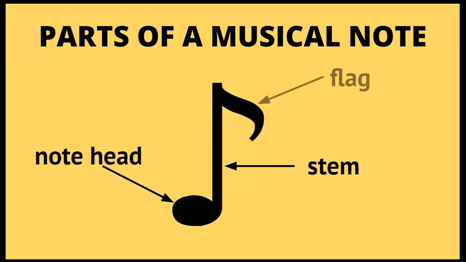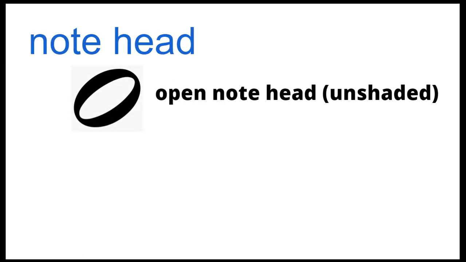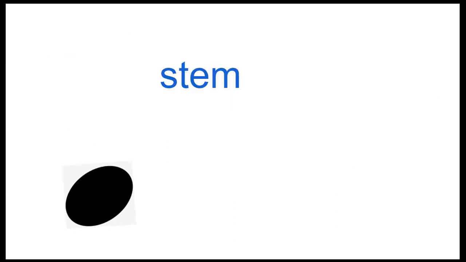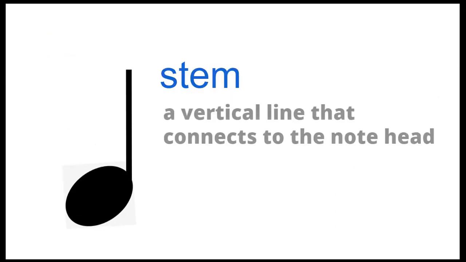Notes are made up of 3 specific components: note head, stem, and flag or hook. Every note has a head. It's the round part of a note. It has 2 kinds. First is the open note head, the unshaded head. Second is the closed note head, the shaded head. The next part is the stem. A note stem is a vertical line attached to the note head. Lastly, the flag or hook, which is a part that is connected to the note stem.